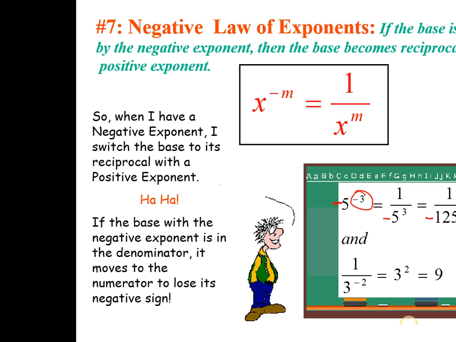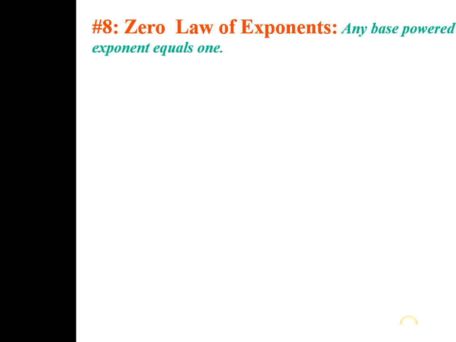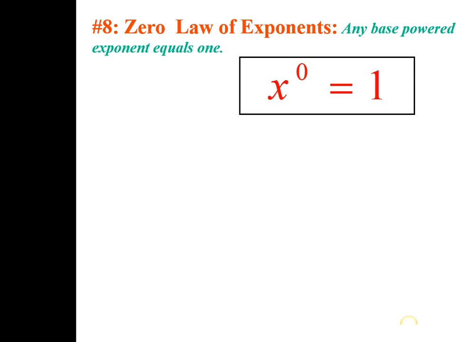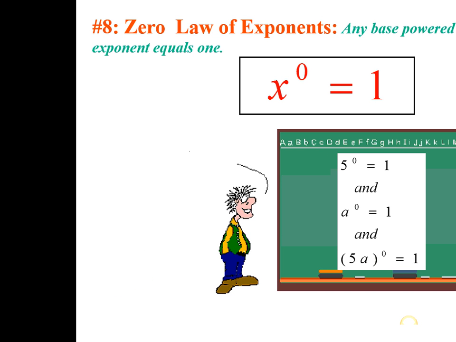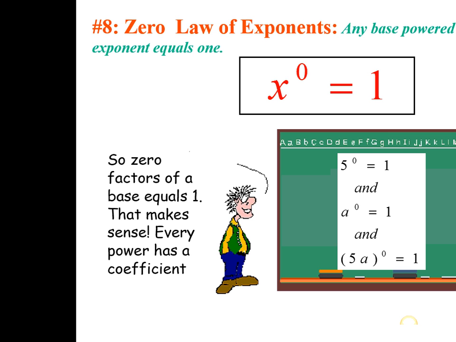All right. Law number 8 is the zero law of exponents. Any base powered by a zero exponent always equals 1. So if I have x to the 0 power, I have 1. If I have 5 to the 0 power, I have 1. If I have a to the 0 power, I have 1. If I have more than one thing to the 0 power, it is also 1. So 0 factors of a base always equal 1. Every power has a coefficient of 1.